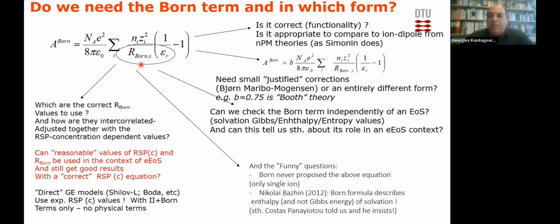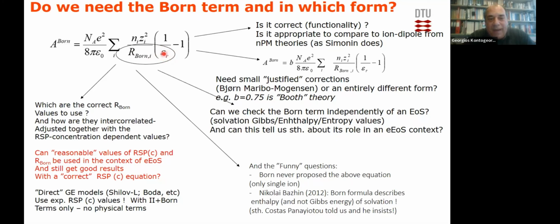So which is the correct value for the Born radius? It contains a relative permittivity. Now, if this is independent of concentration, the Born term does not contribute to the activity coefficients. If it depends on the concentration, the Born term contributes very much to the activity coefficients. So which expression should we use for the relative permittivity?